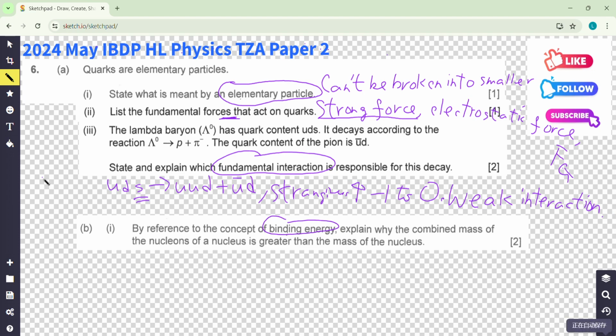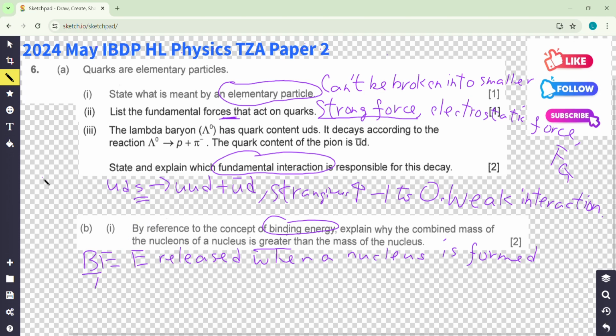B1: by reference to the concept of binding energy, explain why the total mass of the nucleons is greater than the mass of the nucleus. First of all, you remember what binding energy is. Binding energy is the energy released when a nucleus is formed, just like the bond energy in chemistry. When a nucleus is formed, the nucleus has a lower energy, and the combined energy of the nucleons is larger.